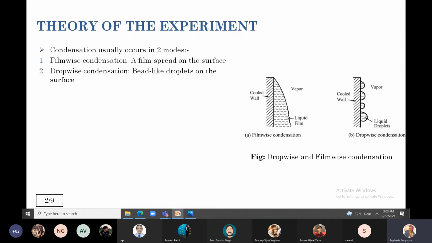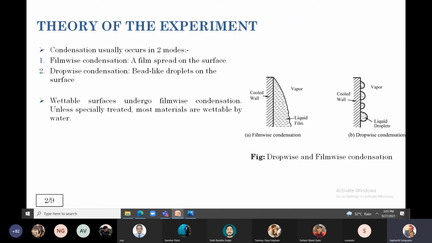So this is dropwise condensation. Now in the case of condensing water, usually wettable surfaces, or surfaces which have a high affinity for the condensing liquids, undergo film-wise condensation. And in the case of water, most of the surfaces available in nature are wettable. So film-wise condensation is usually more common in natural processes than drop-wise condensation, unless a surface has been artificially modified.